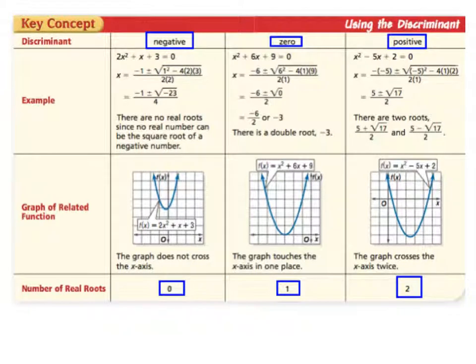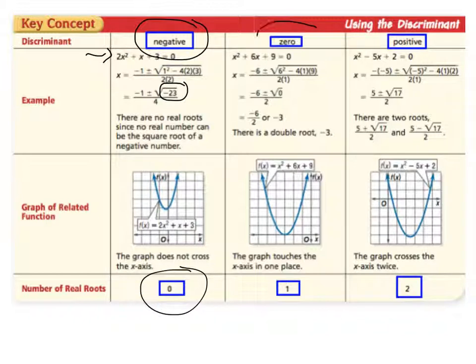So take a look at this graph. I know it's kind of confusing, there's a lot of different things. So let me give you a quick rundown, so follow along here. If the discriminant is negative, meaning the number inside of the radical sign is negative, in this case, if we look at this equation here, we get negative 23. If the answer inside the discriminant is negative, it does not have any answers, no roots, because you cannot have a square root of a negative number.